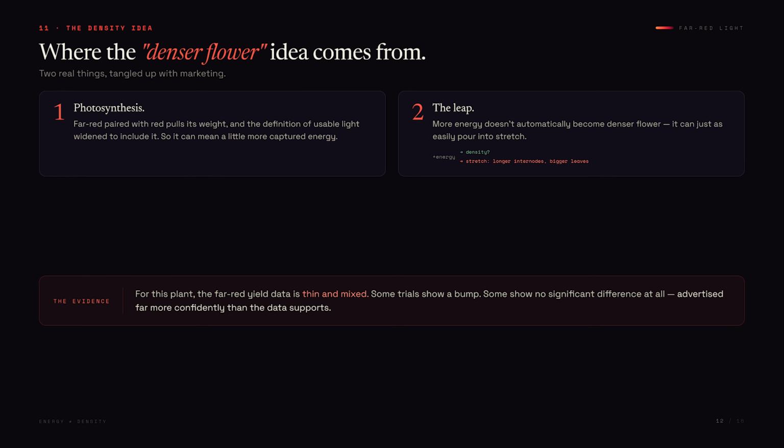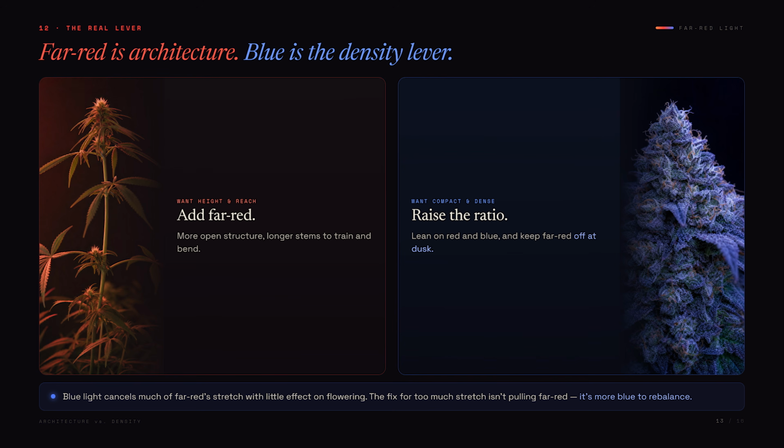Second, in some crops, the shade avoidance response does increase flower set. But here's the catch for your grow specifically. The research on far red and flower yield in this plant is genuinely thin, and the results are mixed. Some trials show a bump, some show no significant difference at all. The benefit gets advertised far more confidently than the data actually supports.